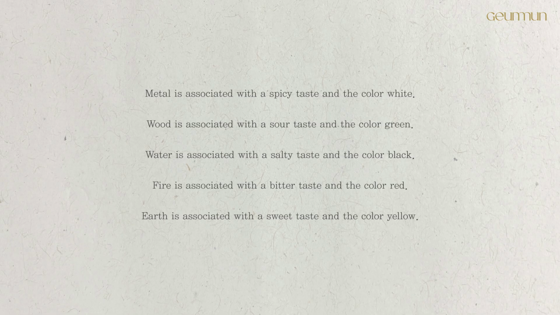Water is associated with a salty taste and the color black. Fire is associated with a bitter taste and the color red. Earth is associated with a sweet taste and the color yellow. In this way, taste and color provide important clues for understanding the nature of the 5 elements. They can be applied in many areas such as food, clothing, and living spaces.